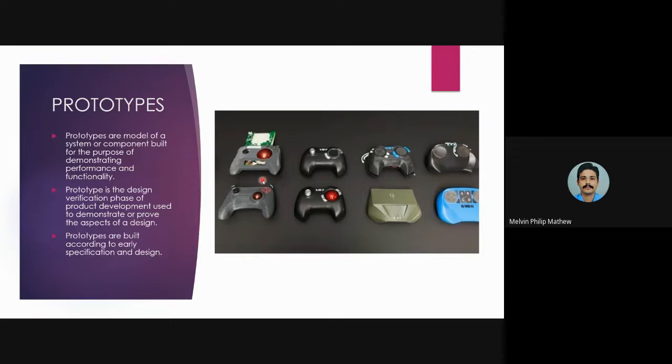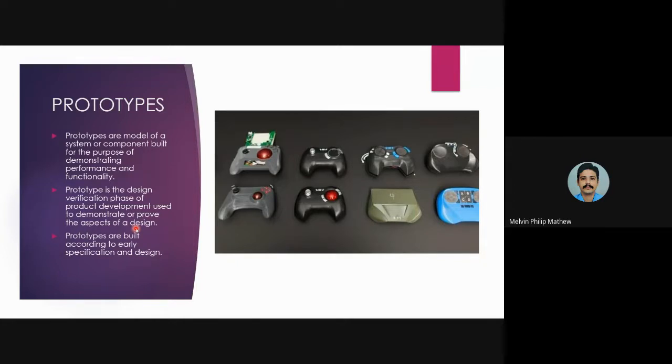If you look at the figure shown here, you can see various prototypes. This is one prototype, and we are finishing it in various stages. These are all prototypes, and they are then used for building the original design or the original product. It is the design verification phase of the product development cycle, used to demonstrate or prove the aspects of a design.